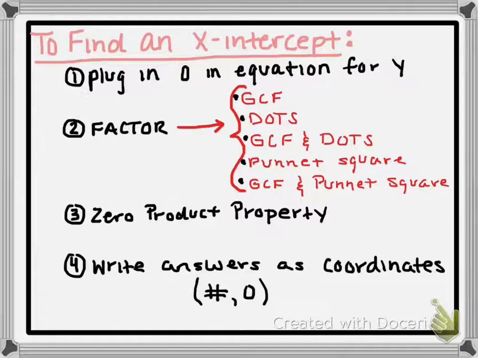Hi guys, today we're finding an x-intercept of a quadratic equation. So there are 4 steps that we can use to help us find x-intercepts. Step number 1 is to plug in 0 into your equation wherever you see a y.